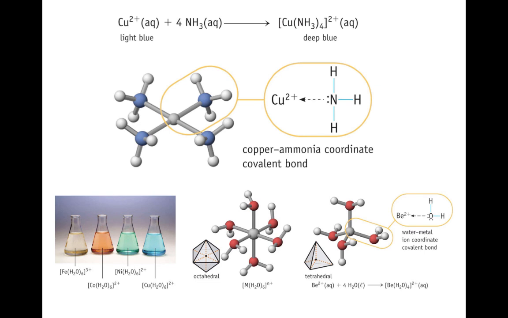Most of them form octahedral complexes with 6 waters around them. Some, however, form a tetrahedral and just get 4 waters around them. It just depends on the metal and what's going on. That's not something that we have to worry about. We just have to be aware of how this Lewis acid-base pairing works.